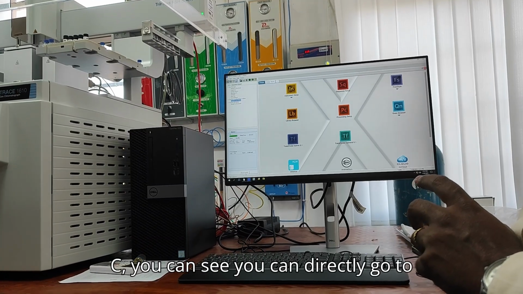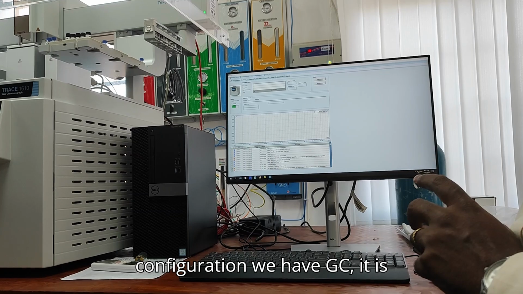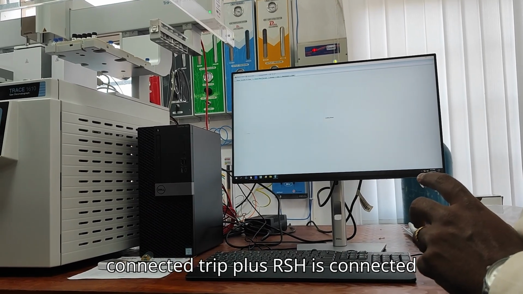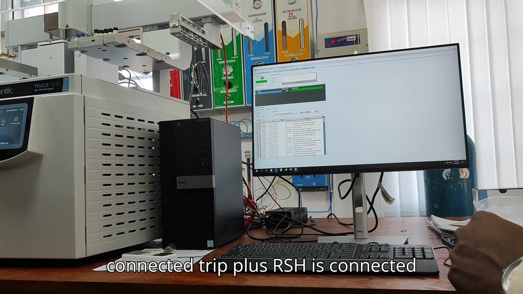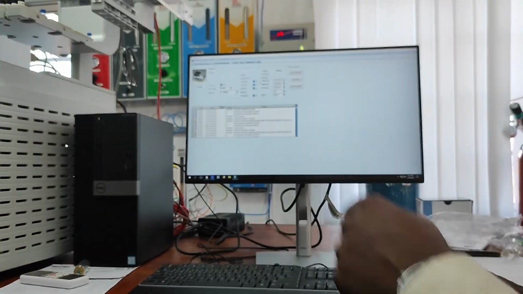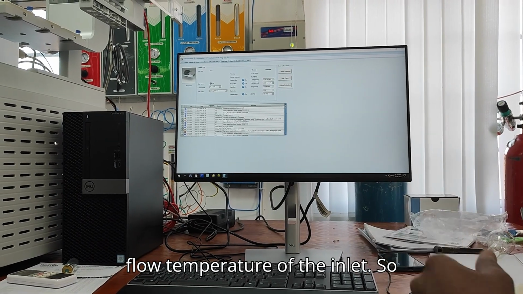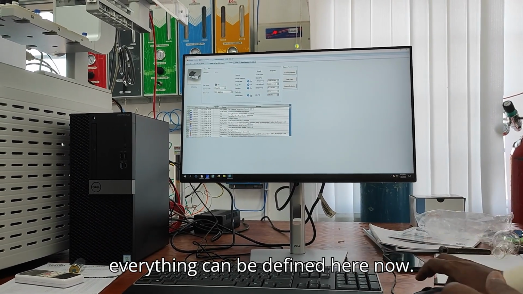GC, you can directly go to direct control. Here you can see the configuration. We have GC, it is connected. Triplus RSH is connected. Front inlet parameter: what is the carrier flow we have to supply, and the purge flow, split flow, temperature of the inlet. So everything can be defined here.